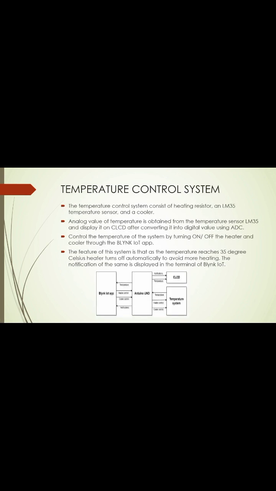Moving on to the next slide, temperature control system. The temperature control system consists of a heating resistor, an LM35 temperature sensor, and a cooler. The analog value of the temperature is obtained from the temperature sensor LM35, and we display it on the CLCD after converting it into a digital value using analog to digital converter. We control the temperature of the system by turning on and off the heater and cooler through the Blink IoT app, which is a part of automation.